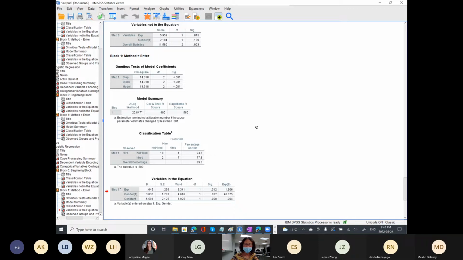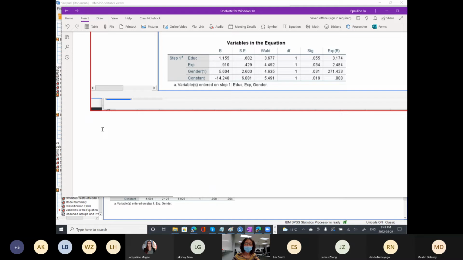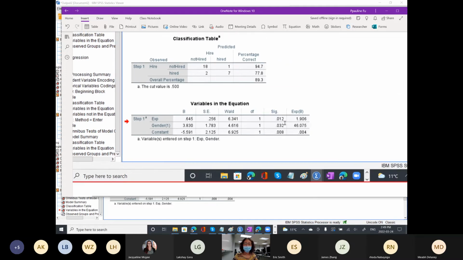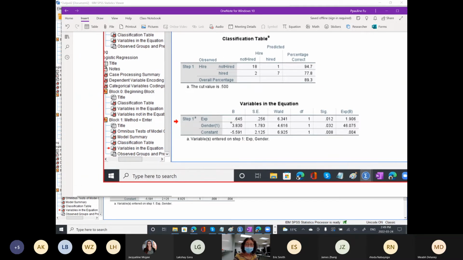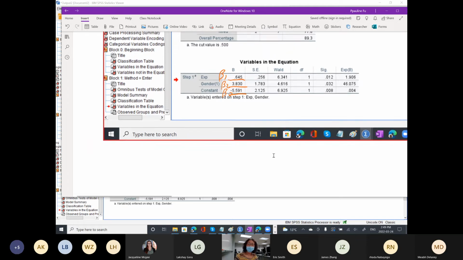So copy screen and paste. So I decide to just use two variables, experience and gender, and the constant. The constant is my beta 0. Beta 1 is experience, beta 2 is gender, beta 0 is the constant. Based on these three numbers, I can write down the equation.